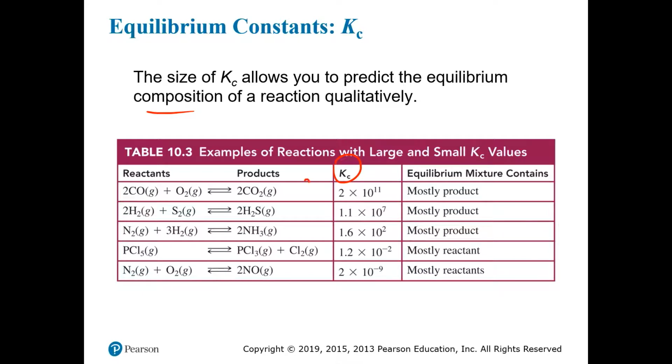So for these first 3 examples, you have very large values for Kc. 2 times 10 to the 11th, 1.1 times 10 to the 7th, and 1.6 times 10 squared are all much larger than 1. And so all of these reactions are mostly product at equilibrium. For the next 2, they have very small equilibrium constants, 1.2 times 10 to the minus 2, and 2 times 10 to the minus 9th, which means very little of these have converted into products, and so you have mostly reactants left at equilibrium.